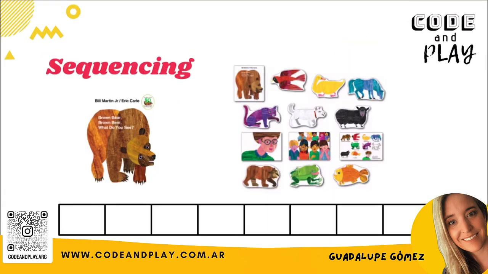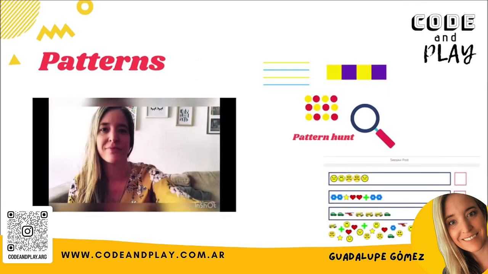A great story to work on the pre-coding skill of sequencing events is Brown Bear, What Do You See? from Bill Martin Jr. and Eric Carle. After listening to the story, children can place the animals in the correct sequence the story presents them. It is also a good story to introduce the concept of repetition, as it uses the same structure repeatedly during the whole story.